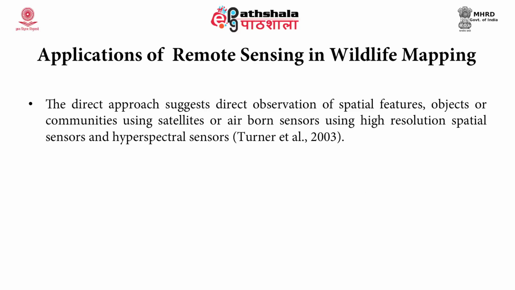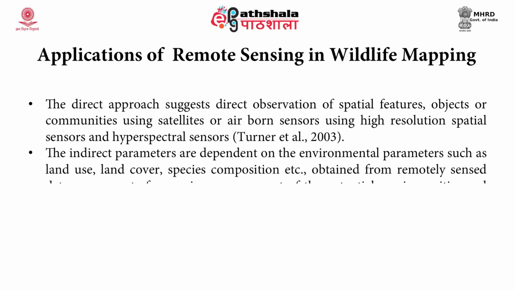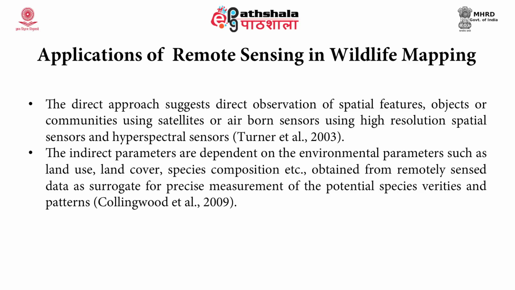The direct approach suggests direct observation of spatial features, objects or communities using satellites or airborne sensors, using high resolution spatial sensors and hyperspectral sensors. The indirect parameters are dependent on the environmental parameters such as land use, land cover, species composition, etc., obtained from remotely sensed data as surrogate for precise measurement of the potential species varieties and patterns.